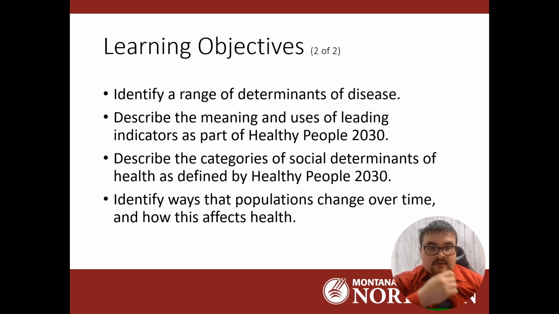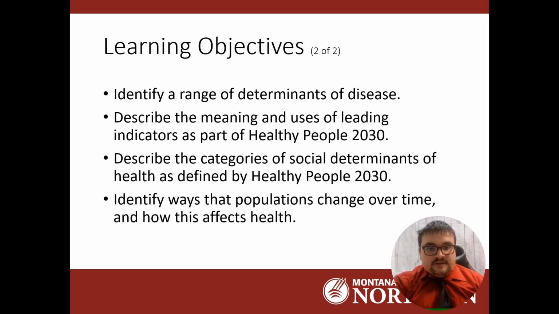Then we have our social determinants of health. From Healthy People 2030, they define the social determinants of health as the conditions in which people are born, grow, live, work, and age. So these are going to include your economic stability, income or employment, education access and quality, social and community context, healthcare access and quality, and neighborhood and built environments.